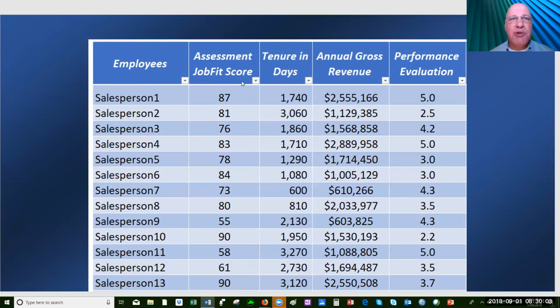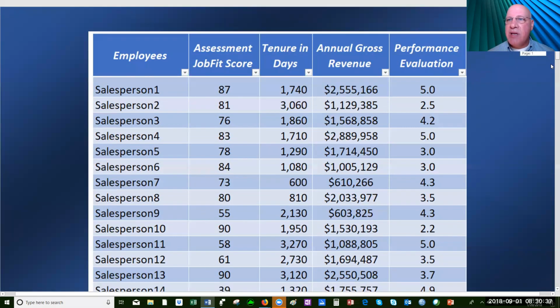They've been matched to an assessment, and there's a fit score, a job fit score that's generated. Then we know their tenure and their position, as well as the annual gross revenue that each of them is able to sell and bring into the company. And then there's a more subjective annual performance evaluation score on a 5-point system. So how does Kunze Analytics make sense of all this data?